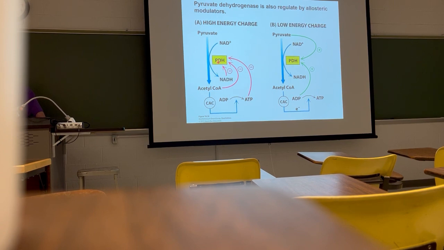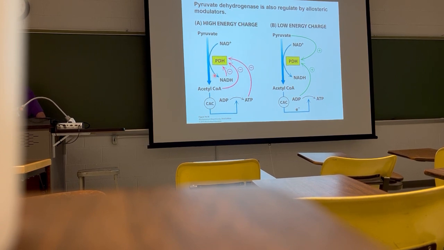ATP is an inhibitor of the pyruvate dehydrogenase. NADH, which is a product of the reaction, inhibits pyruvate dehydrogenase, and acetyl-CoA, the main organic product of the pathway, inhibits it. So when the cell has a lot of energy built up, all of these things slow down pyruvate dehydrogenase complex. If the cell has a low energy charge, ATP concentrations are low, then ADP concentrations are high, and that activates pyruvate dehydrogenase. And high concentrations of pyruvate also activate pyruvate dehydrogenase.